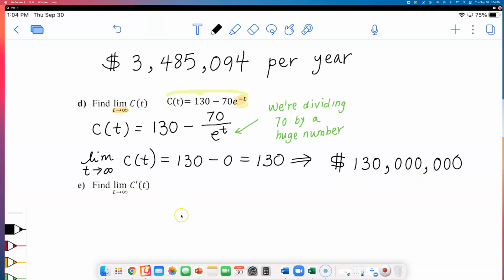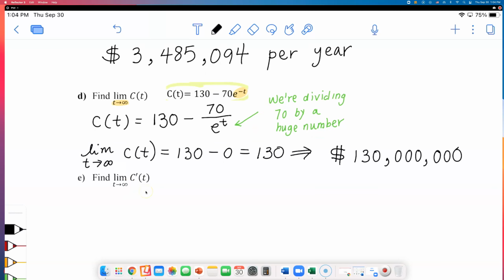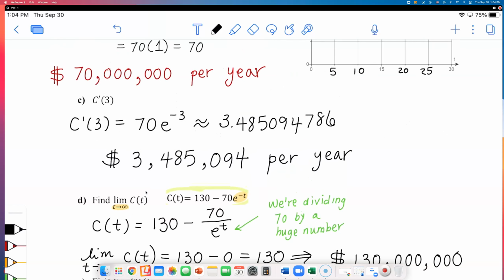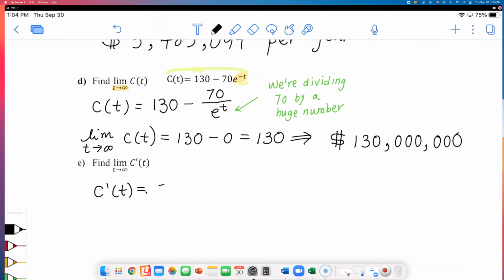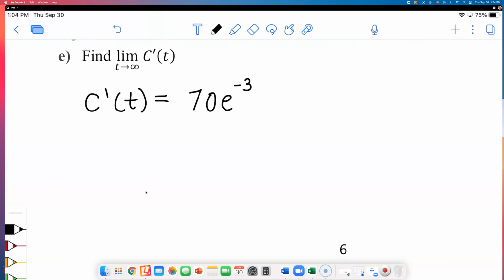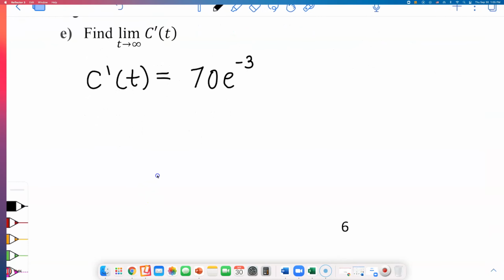They want us to find the limit, this time, as t approaches infinity of the marginal cost. So if I copy down our derivative function, c prime of t, what was that? That was 70 e to the negative t power. So what are we asking? We're asking, if you wait an infinitely long time, how much will this company's cost increase or decrease, okay?